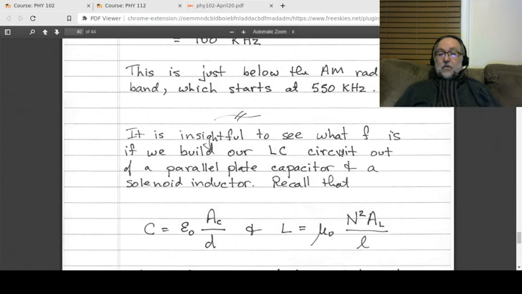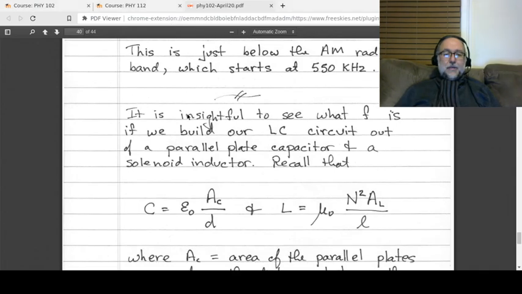It's insightful to see what kind of frequency you get if we build our LC circuit using a parallel plate capacitor for our capacitor and a solenoid for our inductor. You could build inductors in other ways, but a solenoid is the more typical way. You can build capacitors in other ways, but parallel plate is the most typical. So we abstract them, but let's go back to the way I showed you how to design capacitors and inductors.